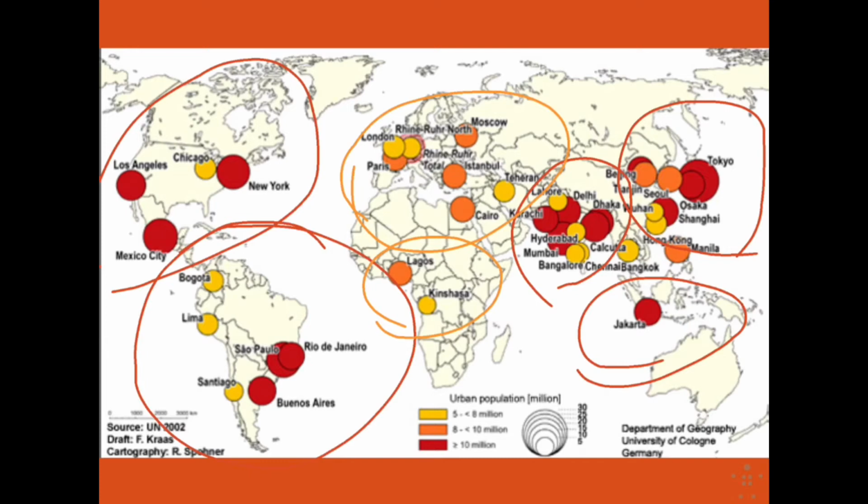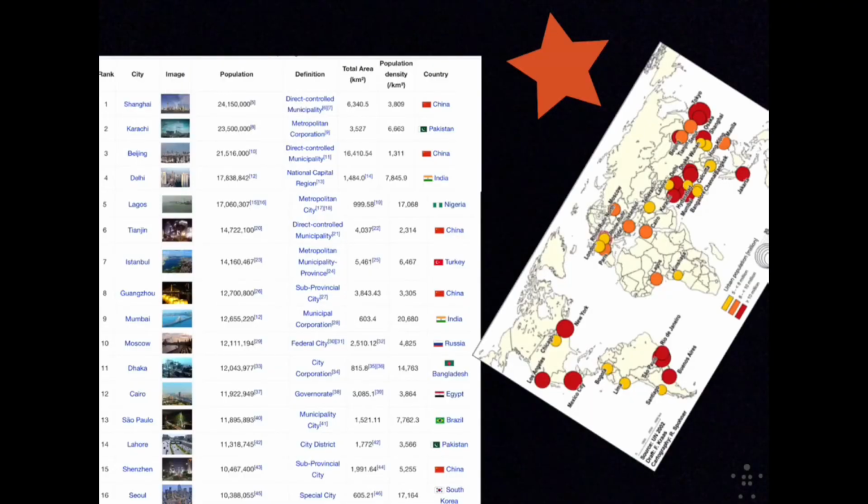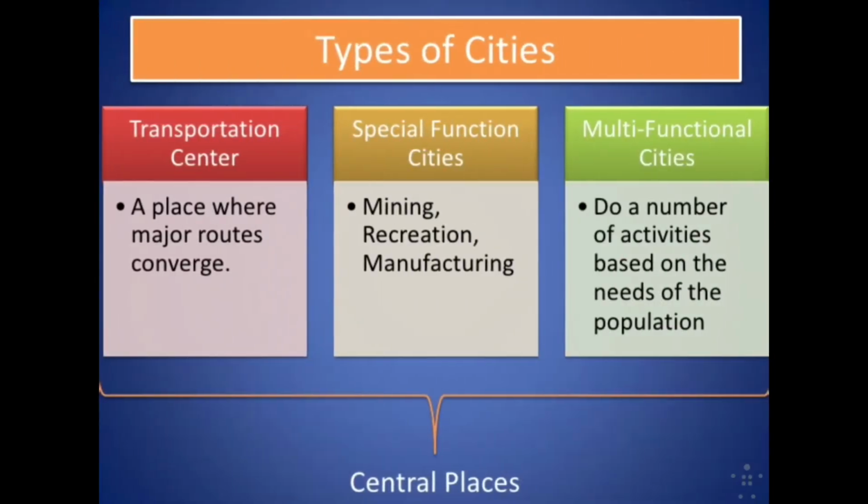But you can kind of see the location of these huge cities. Many of these megacities are located in less developed countries, and they have overpopulated housing centers. The richest people in these less developed megacities in the world live in these cities, and they live virtually next door to the poorest people. Then we move on to functions of cities.